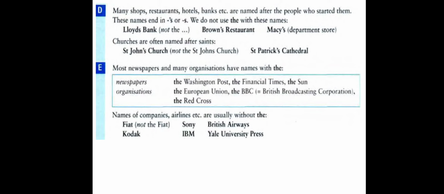Names of companies, airlines, etc. are usually without the. For example, Fiat Company, Cars Company, it doesn't take the article there. Kodak, name of a company. Sony, name of a company. IBM, name of a company. So they don't take the article there. British Airways, Airways don't take the article there. Egyptian Airways, British Airways, Palestinian Airways, etc.